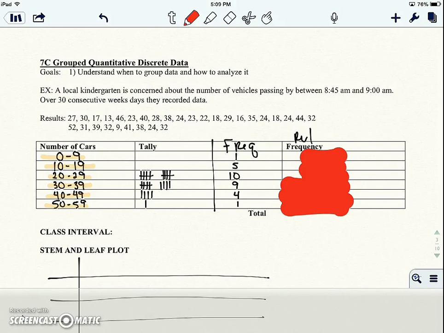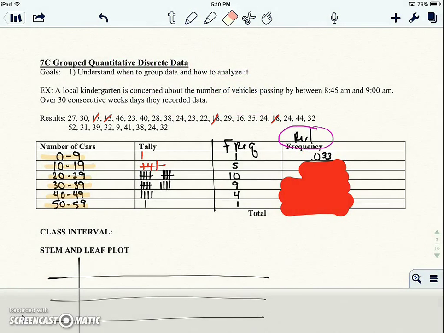Okay, so 0 to 9 cars, if you look at it carefully, okay, there was a 1. And from 10 to 19, there were 5, so you'd go through and go 1, 2, 3, 4, oops, that's the one from 10 to 19. Where is my other one? Oh, 5. Okay, so I'm pretty sure you guys could do the tallies. And then the frequency is just the total of the marks. The relative frequency is the percentage.